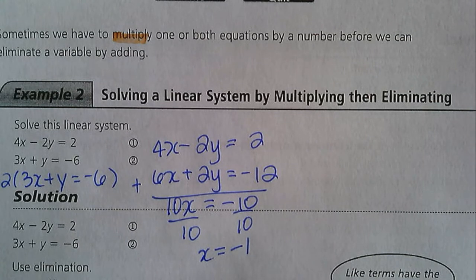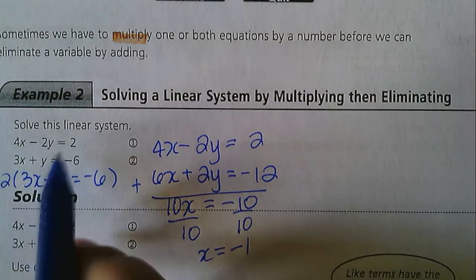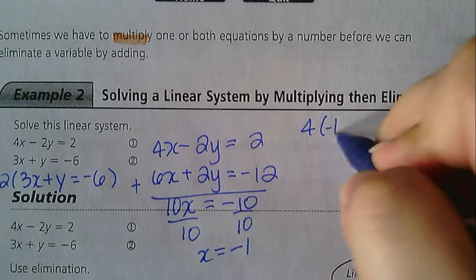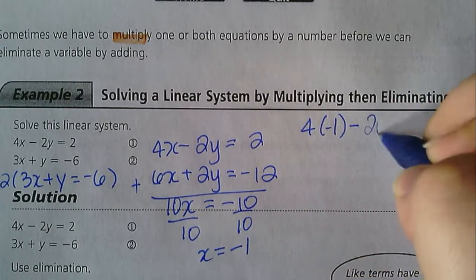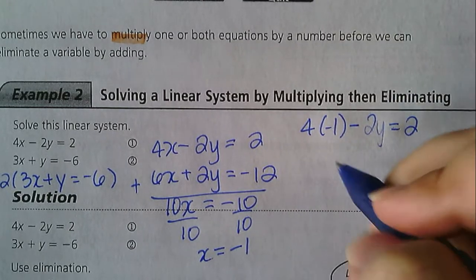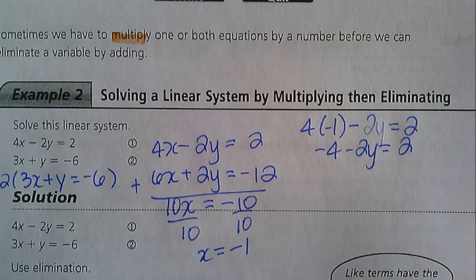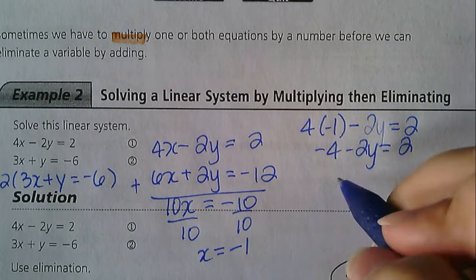Now that I have my x value, I can input that into either of my equations to solve for y. So I'll just use equation number 1. That means I have 4 times negative 1 minus 2y equals 2. Negative 4 minus 2y equals 2. Move the negative 4 to the other side.